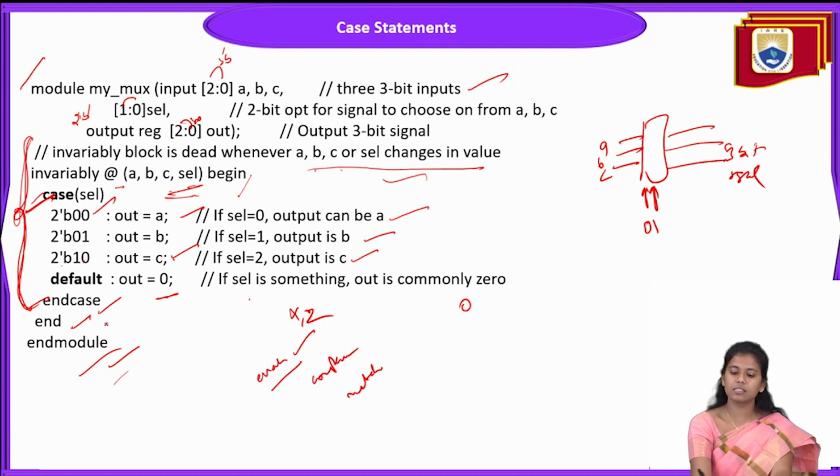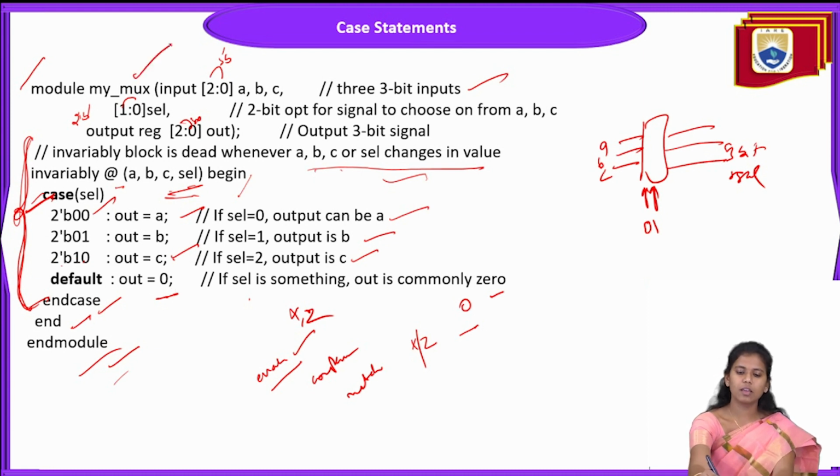If my selection is out of something which is not 0, that is X or don't care conditions, then the output is commonly observed as 0. Okay, so in that case I can write the default statement and then finally end up with the endcase and endmodule. So this is how I can write the case statements.